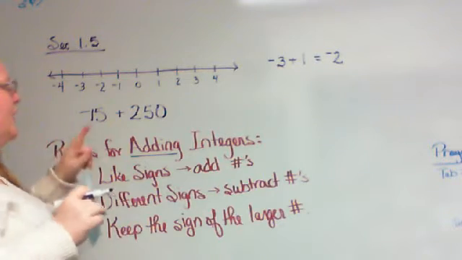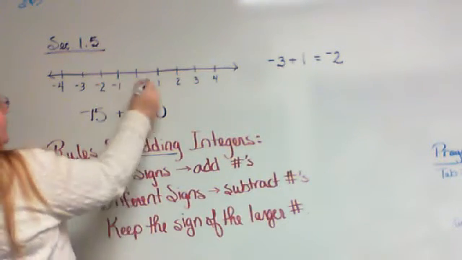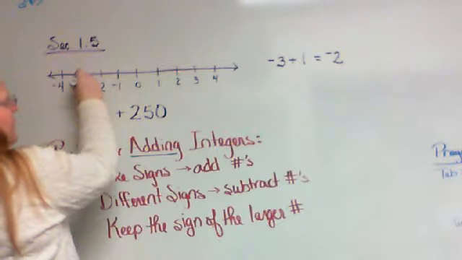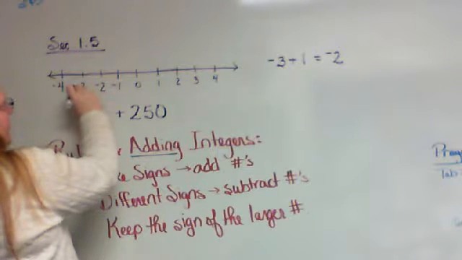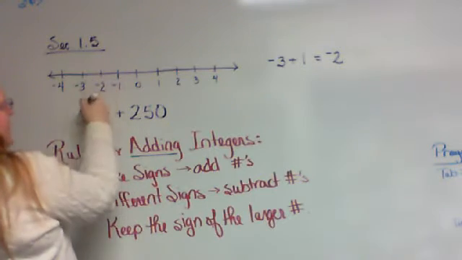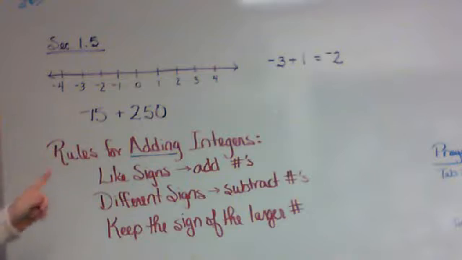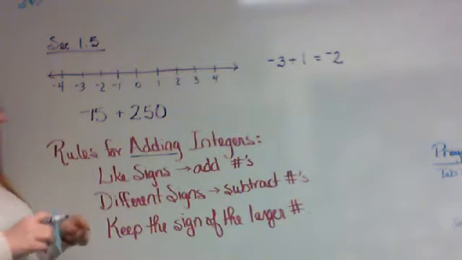Likewise, if I were to come over here and do that problem, I would start at negative 3, and then I move in the positive direction, 1, which puts me square at negative 2, which is what we got. So you can do it without the number line.